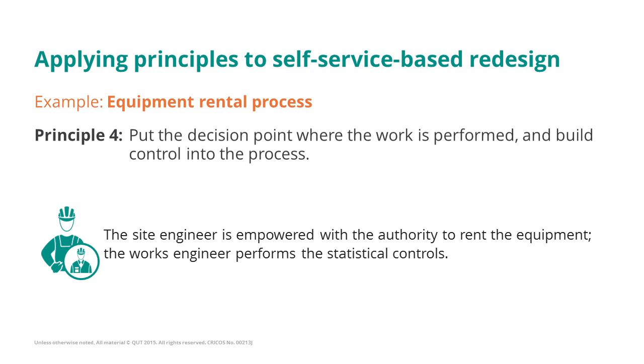So to address this concern, we could consider inserting what we call statistical controls into the process, meaning that in this case the works engineer will control what is being rented and why for a certain sample of cases, not for all cases, but just for some cases. For example, at the end of each week or at the end of each month, the works engineer will review the equipment that has been rented by a given site engineer and determine if the rental behavior of the site engineer is compatible with the principles the works engineer wants to enforce and is also compatible with the budget of the construction project. So in essence, Principle 4 tells us empower more and check better.